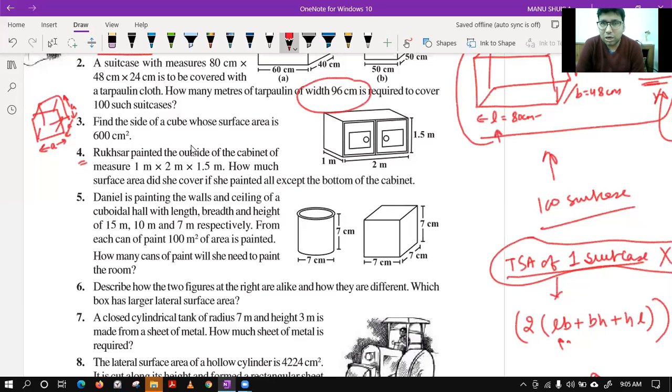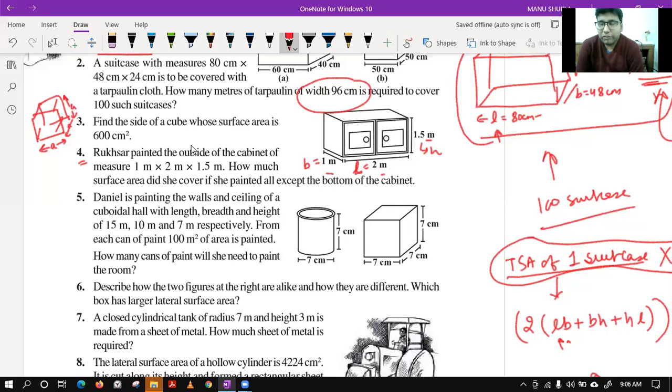Ruksar painted the outside of the cabinet of measure 1 meter, 2 meter and 1.5 meter. Let me call this L, let me call this breadth and let me call this height. So class, first thing that we have done is we have drawn the diagram in the copy, and after that we have named the values as L, B and H. Now they are saying how much surface area did she cover if she painted all except the bottom of the cabinet, because she couldn't reach the bottom, so she has painted all the spaces.